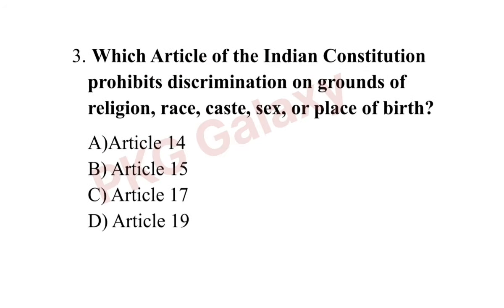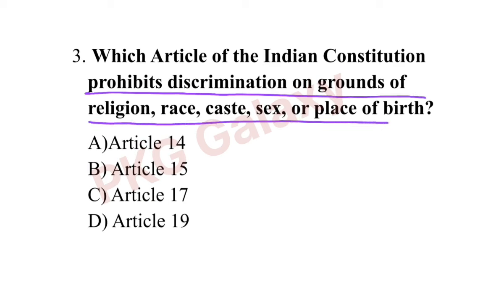Next question. Which article of the Indian Constitution prohibits discrimination on grounds of religion, race, caste, sex or birth of place? The correct answer is option B, Article 15.